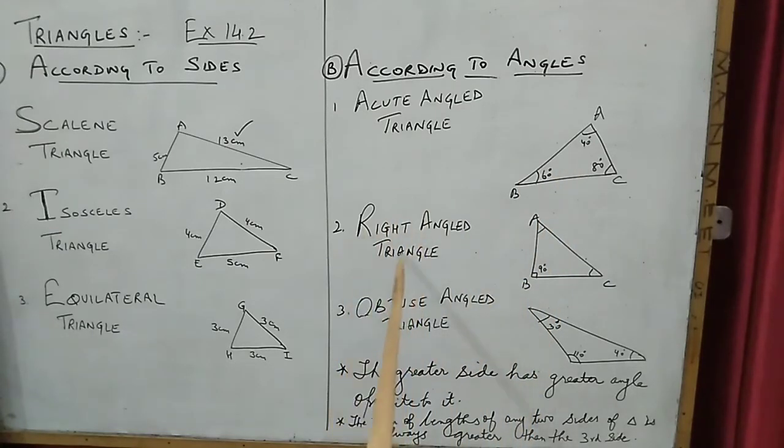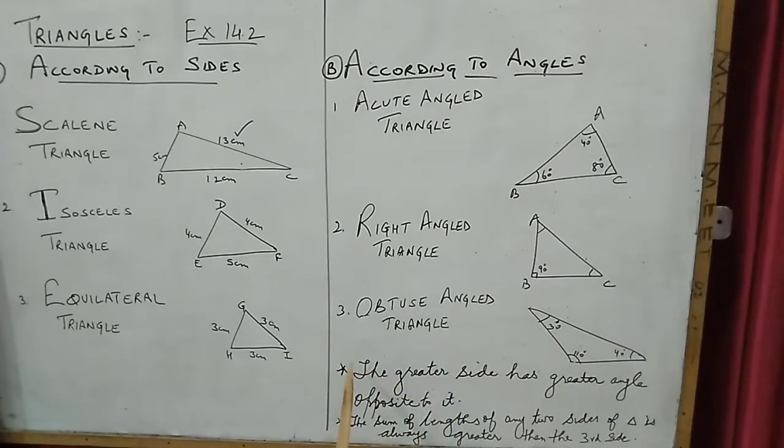Next one is the right angle triangle. As the name suggests, right means 90 degrees. It is a triangle whose one angle is 90 degrees and the other two can be 45, 45 or 50, 40, but their sum should be 90 degrees. That is a right angle triangle. Third one is the obtuse angle triangle. Obtuse means more than 90 degrees. So an obtuse angle triangle is a triangle whose one angle is more than 90 and the other two angles are acute angles. When we take the sum of these three, the sum will be 180 degrees.